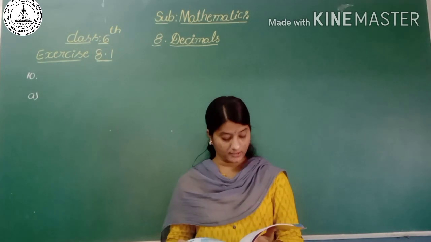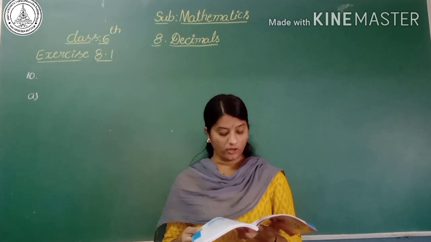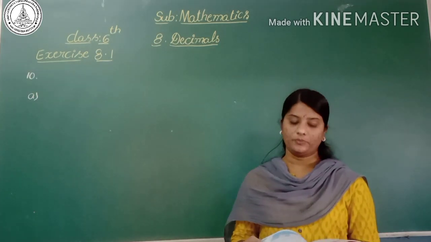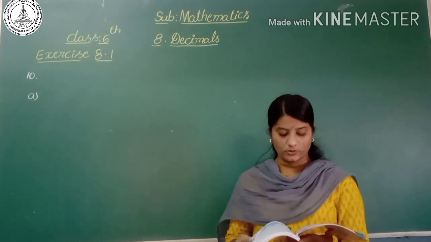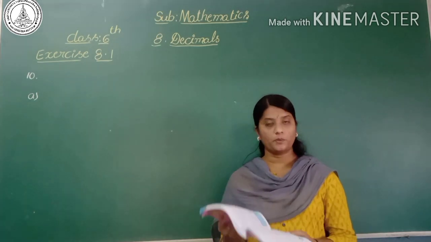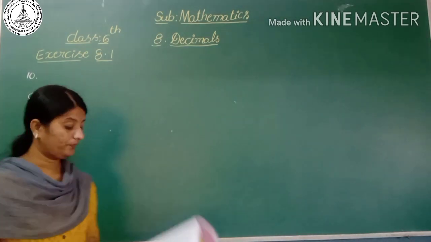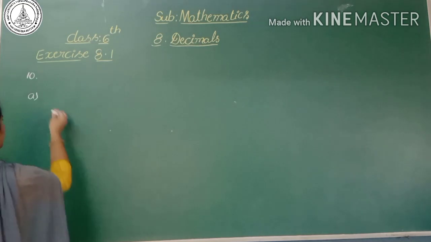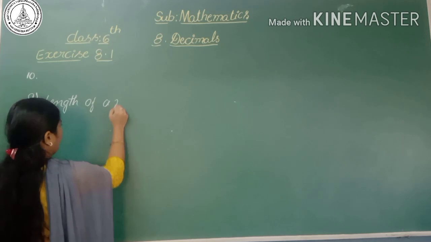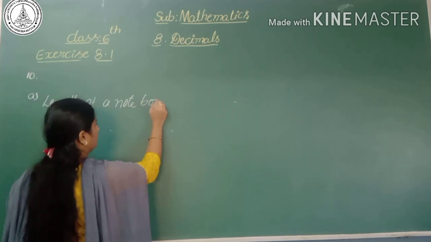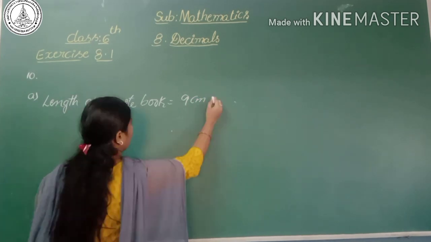The first one is, the length of Ramesh's notebook is 9 cm 5 mm. What will be its length in centimeter? Here the length of a boy's notebook is 9 cm 5 mm, so we have to write the length of the notebook in centimeter. Let's first write the sentence: length of a notebook is equal to 9 centimeter and 5 millimeter.